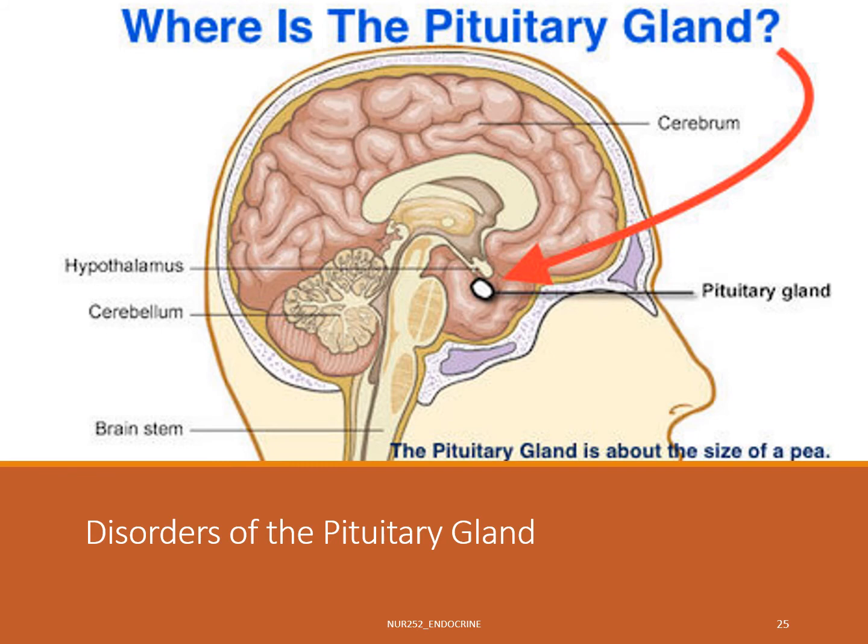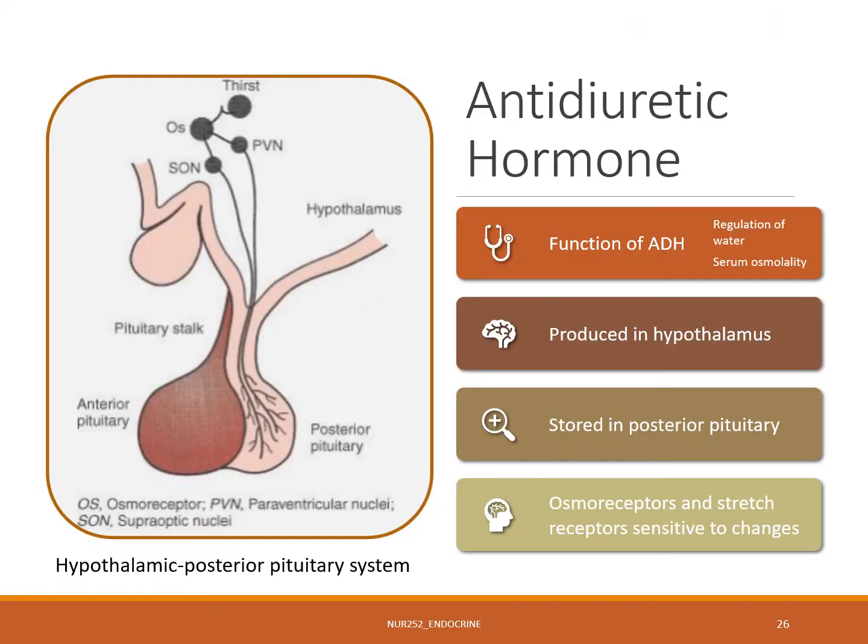All right, now we're going to move into disorders of the pituitary gland. The primary function of ADH, or the antidiuretic hormone, is the regulation of water balance and serum osmolality. ADH is also known as arginine vasopressin. AVP is a potent vasoconstrictor. It is produced in the supraoptic nuclei and paraventricular nuclei of the hypothalamus.